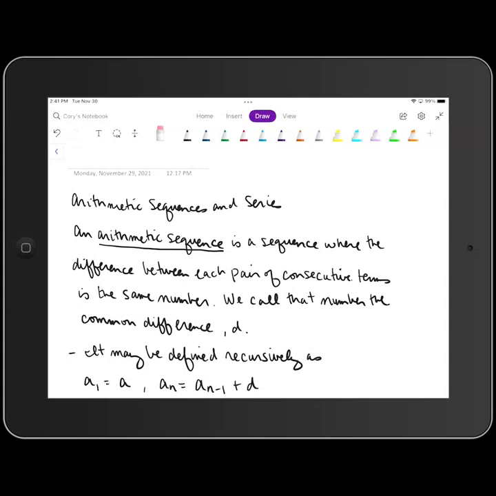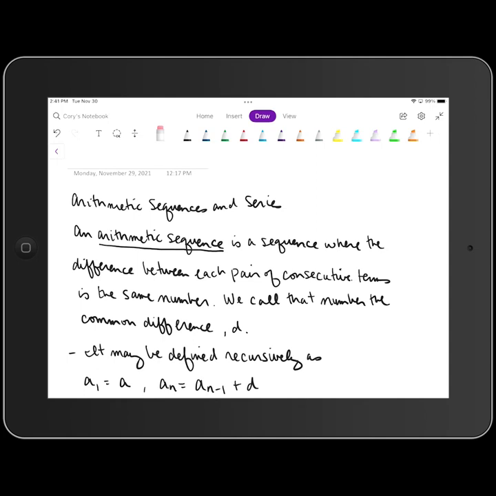Hi, everybody. So we spent the last lesson looking at sequences, and today we're going to look at a special type of sequence called an arithmetic sequence. And again, sequences are just a list of terms, so they're going to be numbers that are separated by a comma. And then we're also going to look at arithmetic series, and a series is just taking the terms of a sequence and adding those together.